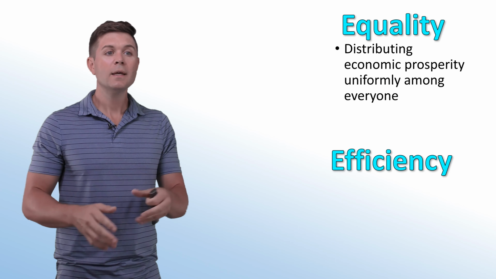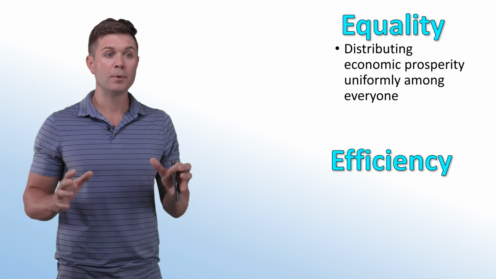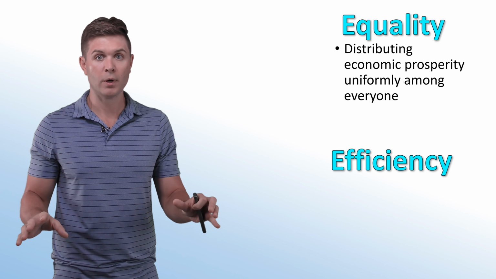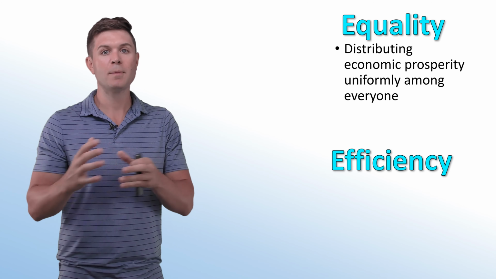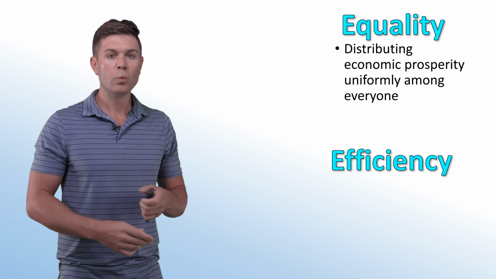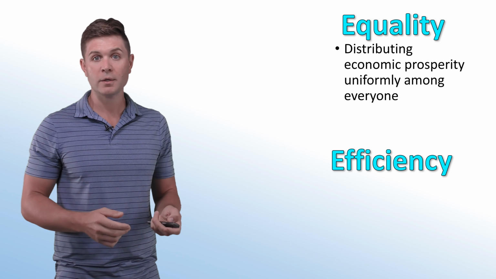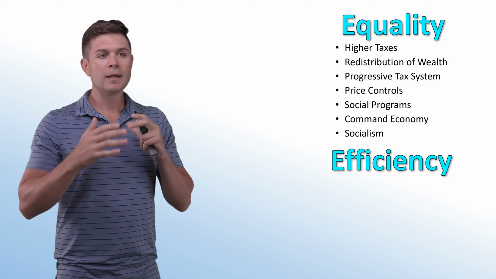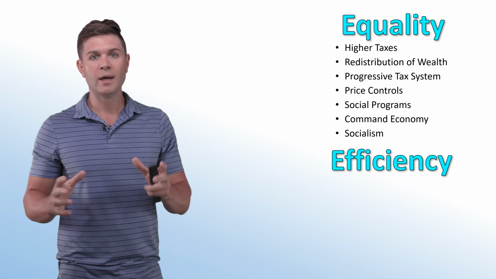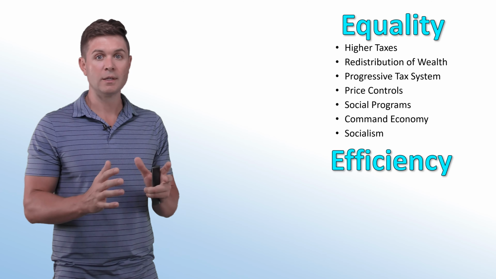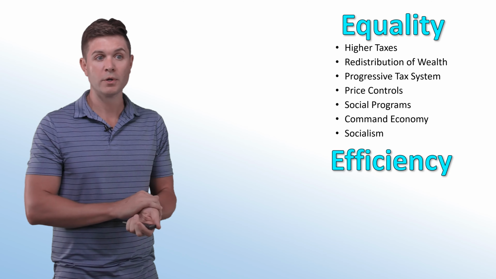Now, equality is distributing economic prosperity uniformly amongst everyone. Now this means that we are trying to make everybody equal in a sense. There are a lot of indicators of people trying to improve equality in a country. And I've given you a list, whether it's for a test or something like that, but these are really good indicators if somebody is trying to push for equality.